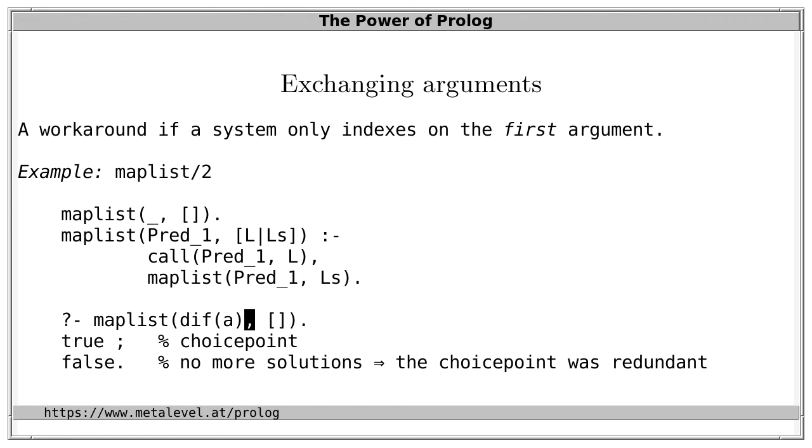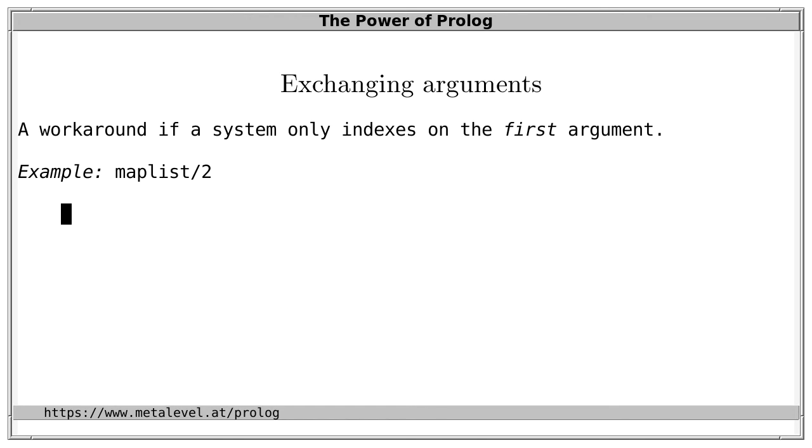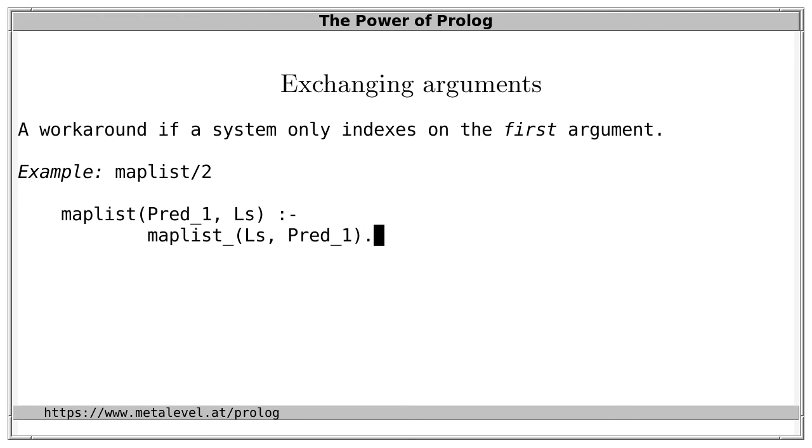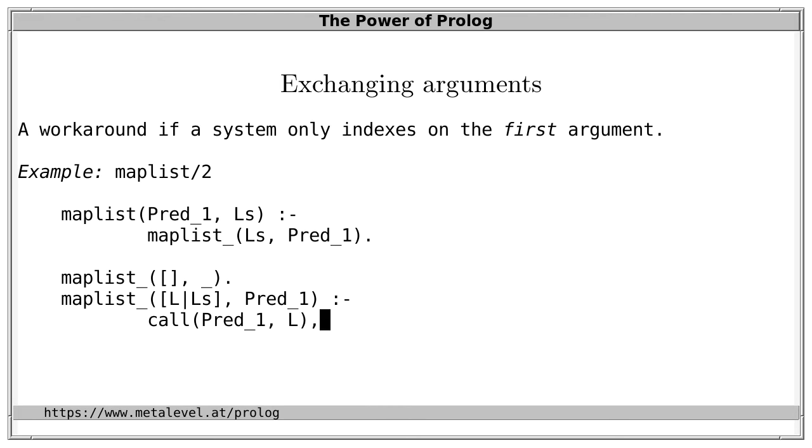Interestingly, if we consider the second argument of the query, then it's clear that only one of the clause heads unifies with the query, namely the first one. And so, a solution that suggests itself is to change our implementation of the predicate by having a main predicate maplist with the desired argument order, and have that main predicate invoke an auxiliary predicate, say maplist underscore, where we use the list as the first argument and the predicate as the second argument. And the auxiliary predicate is defined as before, just with the arguments exchanged, okay?